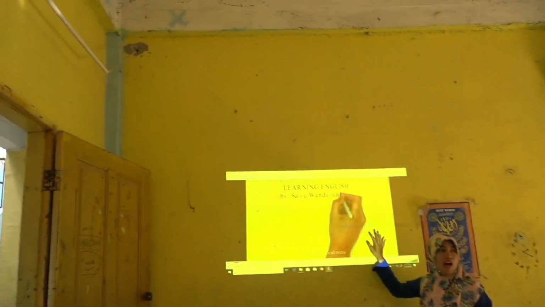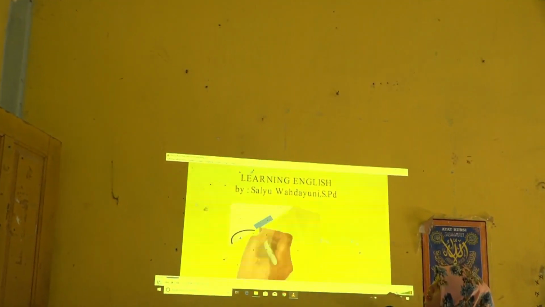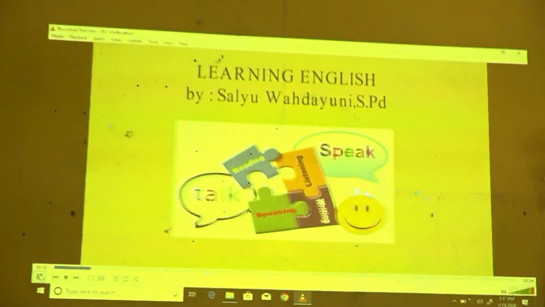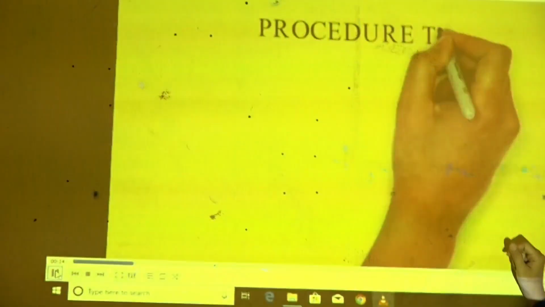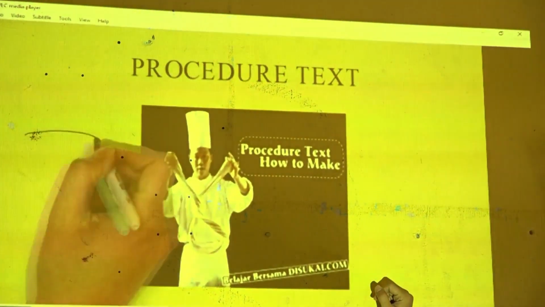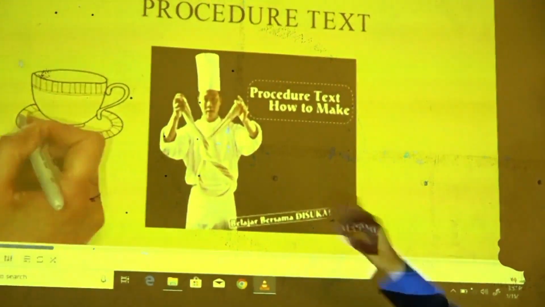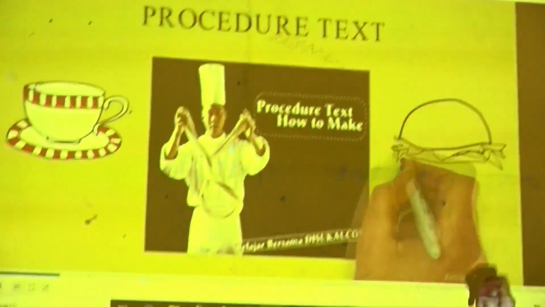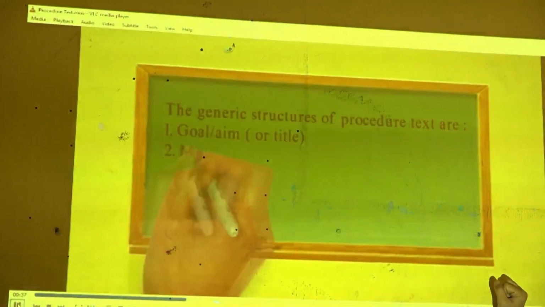This is a video I made for you about learning English, how to practice procedure text. Procedure text is very simple and easy. Now, I made how to make a cup of coffee as the example of procedure text. In procedure text, we have a generic structure. The generic structure of procedure text has a title, material, and steps. The example in this video is how to make a cup of coffee. This is me.